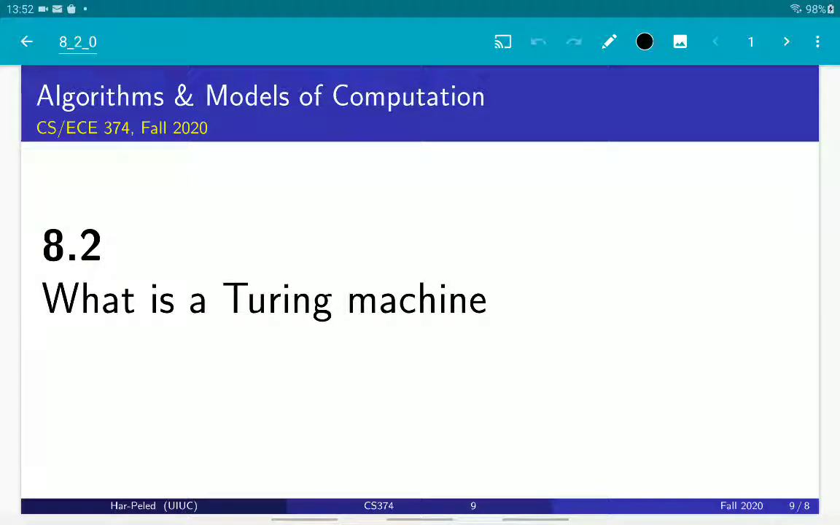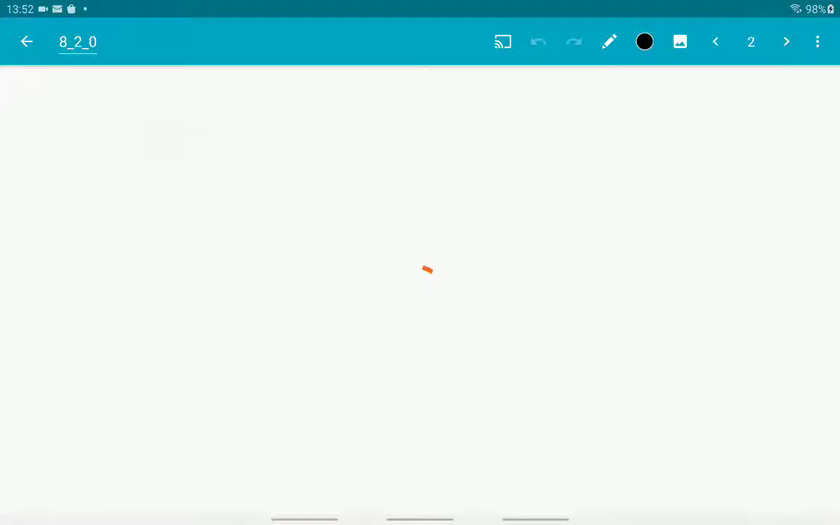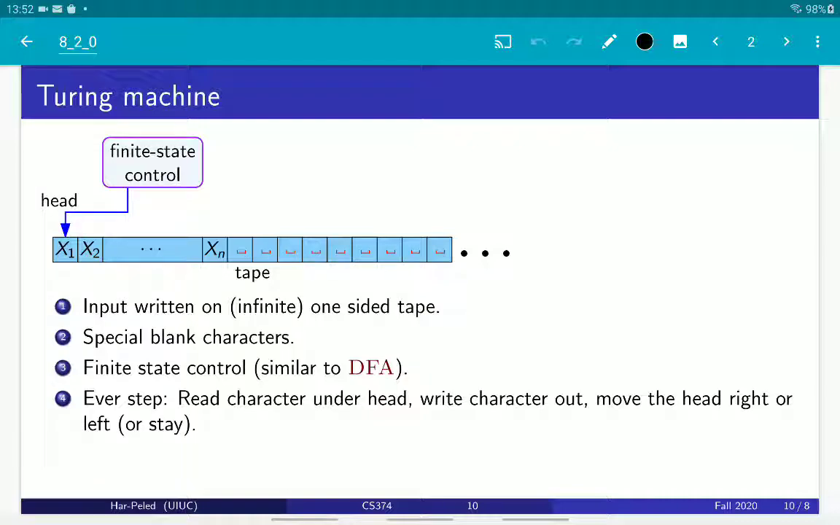So let's define formally what a Turing machine is. We have a control mechanism, a finite state control, which you can just think about as being a DFA or an NFA, depending on the exact model of Turing machine we are thinking about. And then it has a head. The head can read and write from the tape.